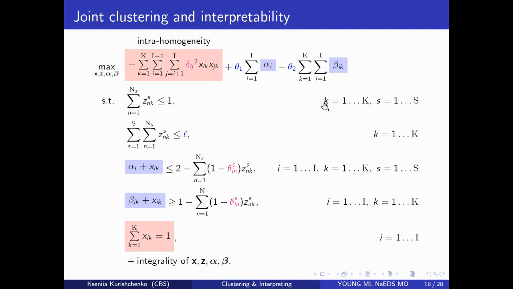So this model can do clustering and interpretability at the same time, because we have these three terms in our objective function. But the clustering term is very hard to solve because we consider each pair of individuals, and I will show you in the numerical section how we handle this problem.